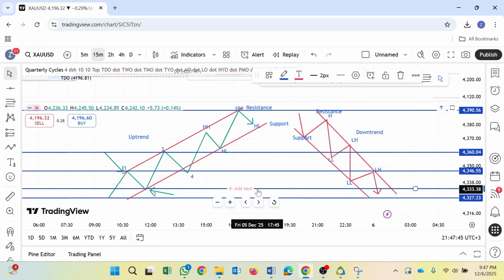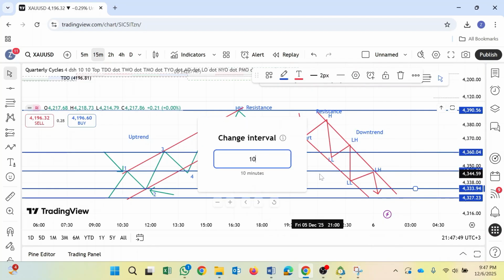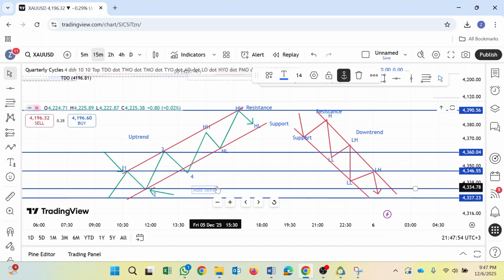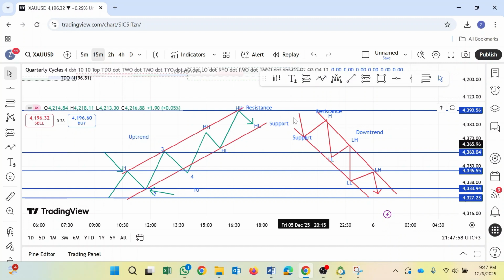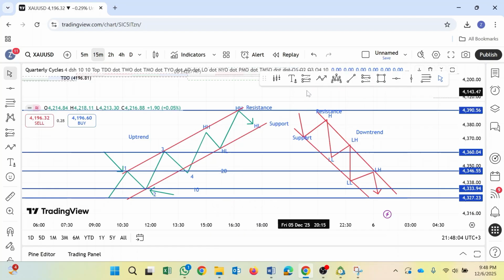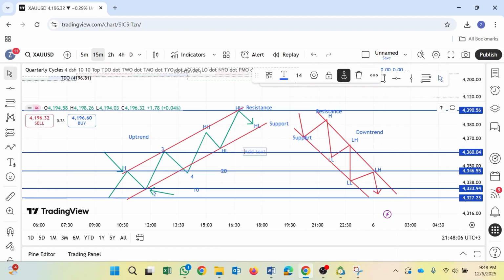Let's name this as 10. I name this as a 10 and assume this is a 20. Assume this point is a 20. Then assume the point here is a 30.